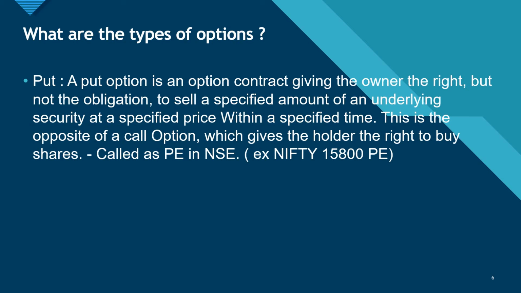So what is a put option? Put option is an option contract which is opposite to the call option. This means that your view is that the option's price may go down. If your view is that the price may go down, then it is called a put.